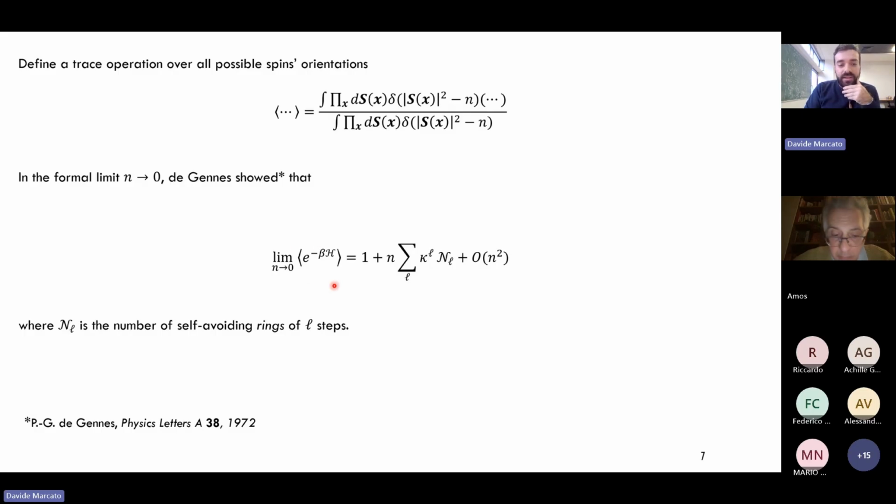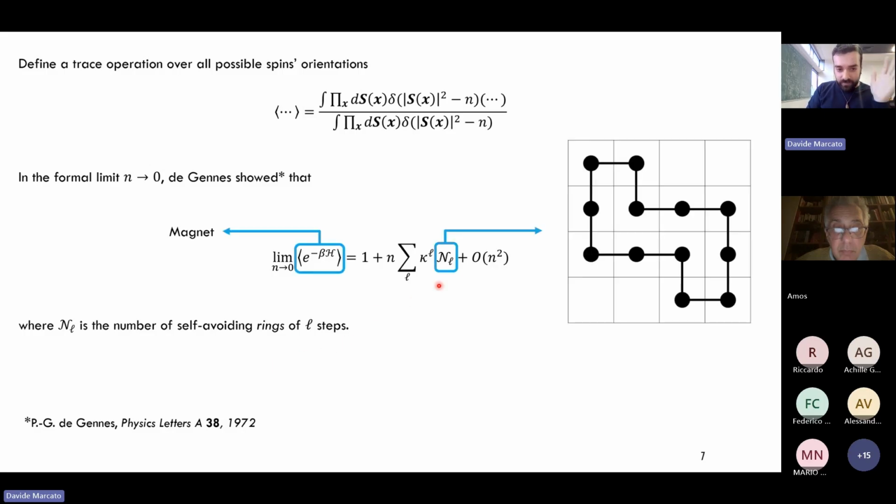So here on the left, you have basically the partition function of the spin of the O(n) model, because you are taking the trace of the Boltzmann factor. And then you take the limit for n going to 0, and on the right, you obtain this expression here, but in particular, there is this term, N_L, and N_L is exactly the number of self-avoiding rings of L steps.